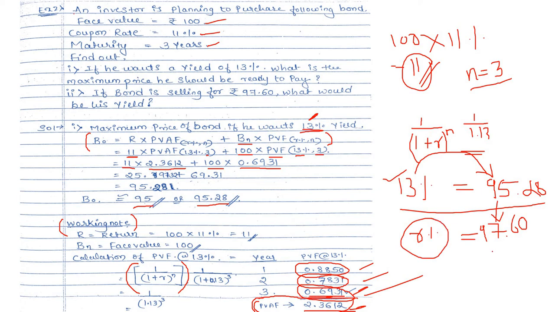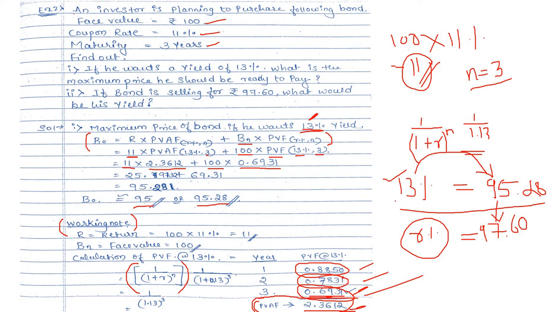So here the bond price has increased from 95 to 97, so what should the rate of return be? Should it be less or more than 13? Obviously it should decrease, correct? I already told that if the bond price is increasing, then obviously the rate of return will decrease. Why? Because there is an inverse relationship between the rate of return and the price of the bond.